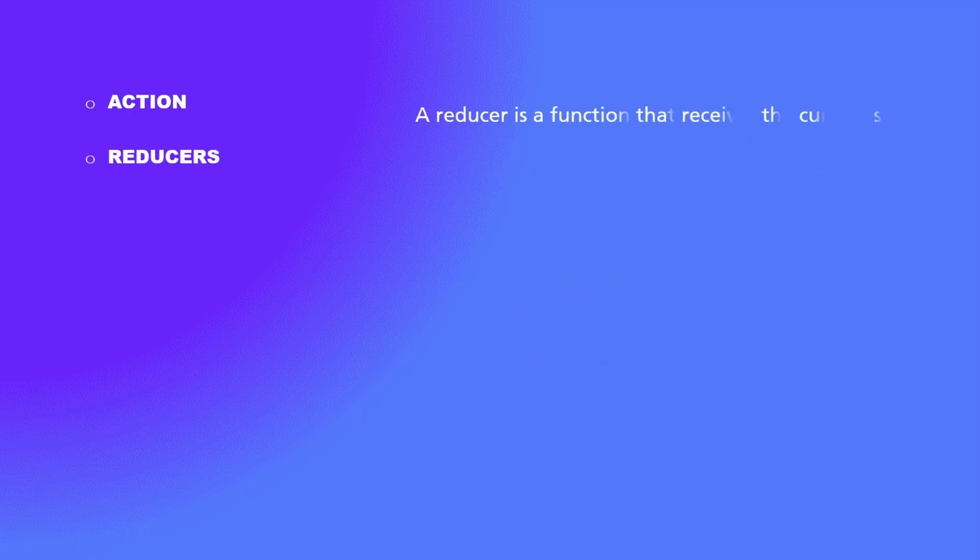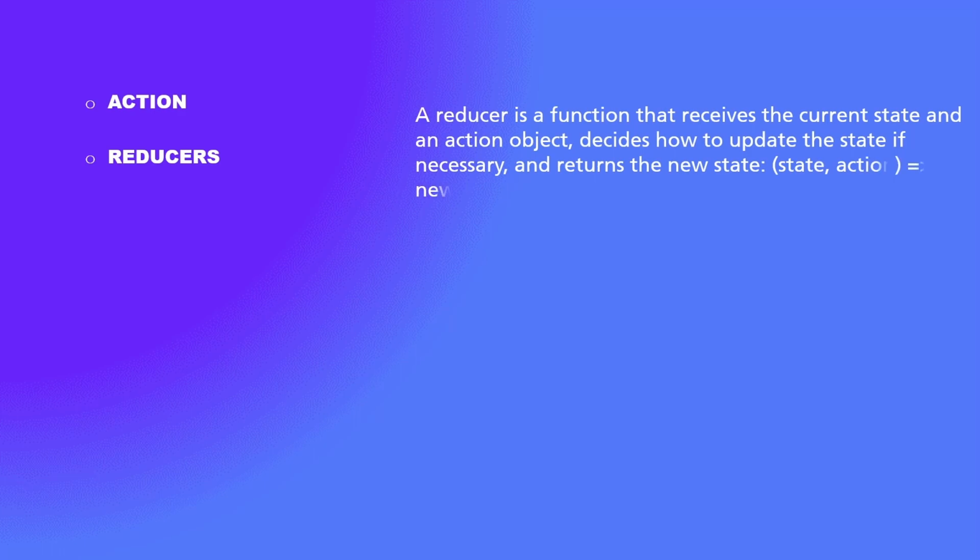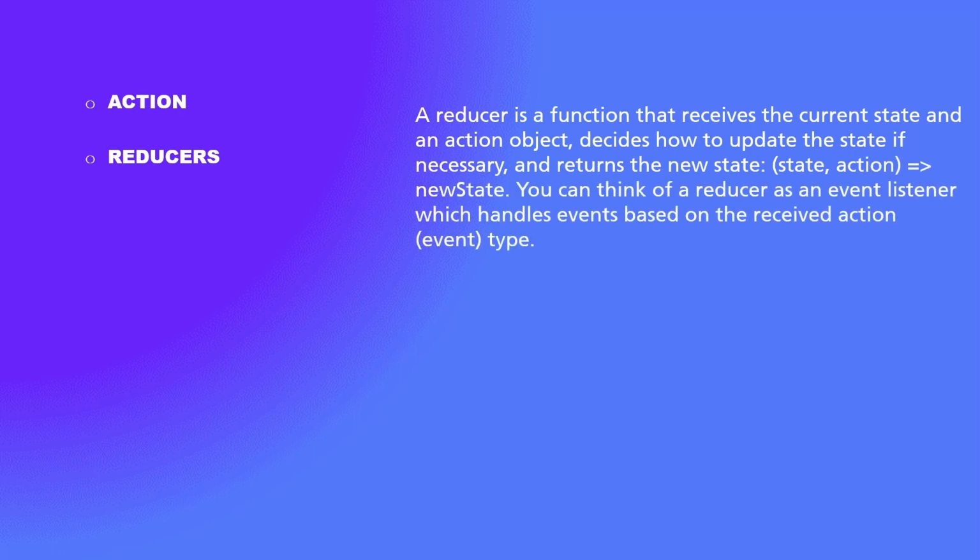Next, we are going to see about reducers. A reducer is a function that receives the current state and an action object, decides how to update the state if necessary, and returns the new state. You can think of reducers as an event listener which handles events based on the received action event type. For example, we can consider a reducer function and it has two parameters. One is state, another one is action.